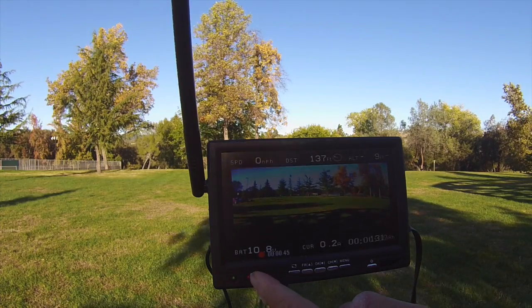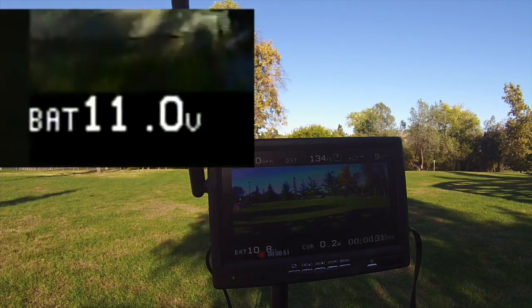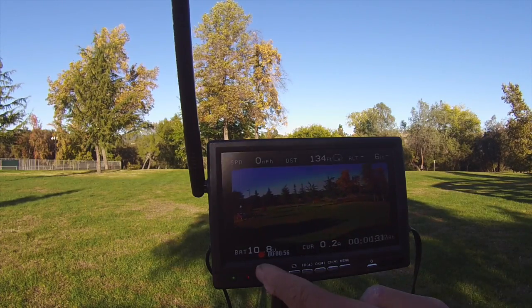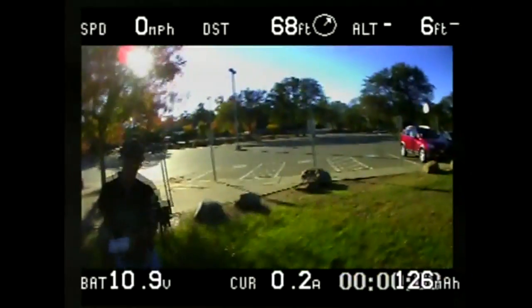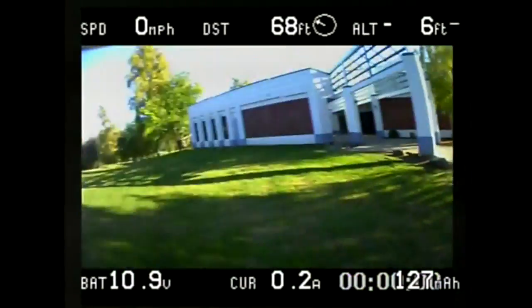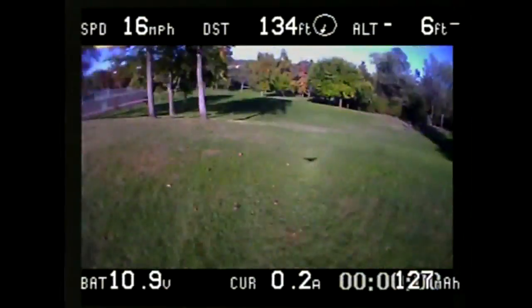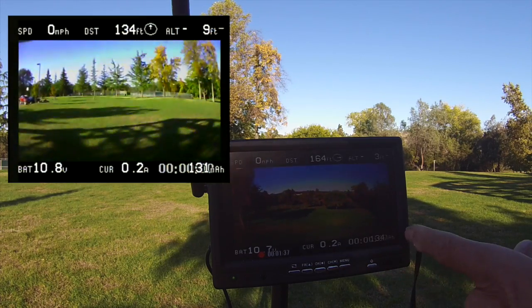Down in the bottom left-hand corner, we have battery. Battery is probably second or maybe even more important than your return to home arrow. Battery's telling you what your battery is on the aircraft, and we're at 10.8 right now, which means we're going to have to land here very, very shortly, because you always want to land a Phantom in the 10.7 range. At right around 10.4, it's going to auto land itself. And you notice in the bottom middle here we have the current draw, and then over in the bottom right-hand corner, total time in flight.